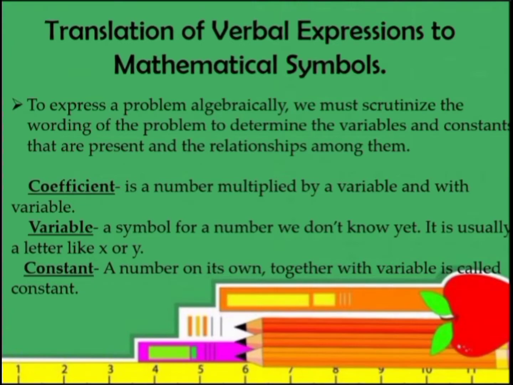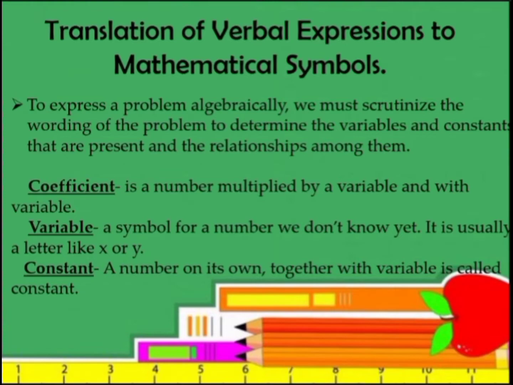It is a number multiplied by a variable. So, ang coefficient is a number na kung saan kasama ng variable. So, ano naman yung variable? A variable is a symbol for a number that we don't know yet. It is usually a letter like X or Y.